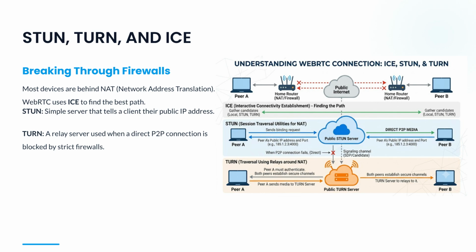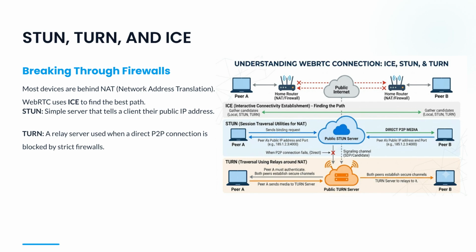Here's where things get tricky. Most devices on the internet are hidden behind routers and firewalls. This is called NAT, or Network Address Translation. Because of NAT, devices often don't know how to reach each other directly. So WebRTC uses a framework called ICE. ICE stands for Interactive Connectivity Establishment, and ICE relies on two important helpers. A STUN server tells your device, "Hey, this is your public IP address." Think of it like looking into a mirror and discovering how the outside world sees you.